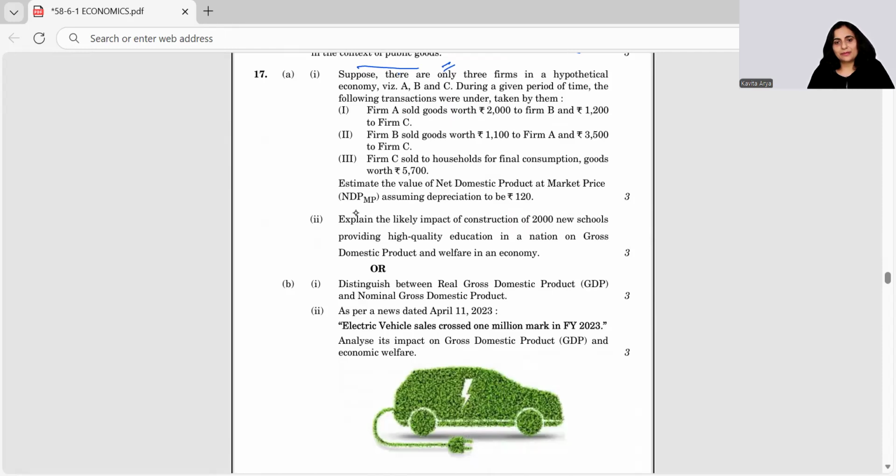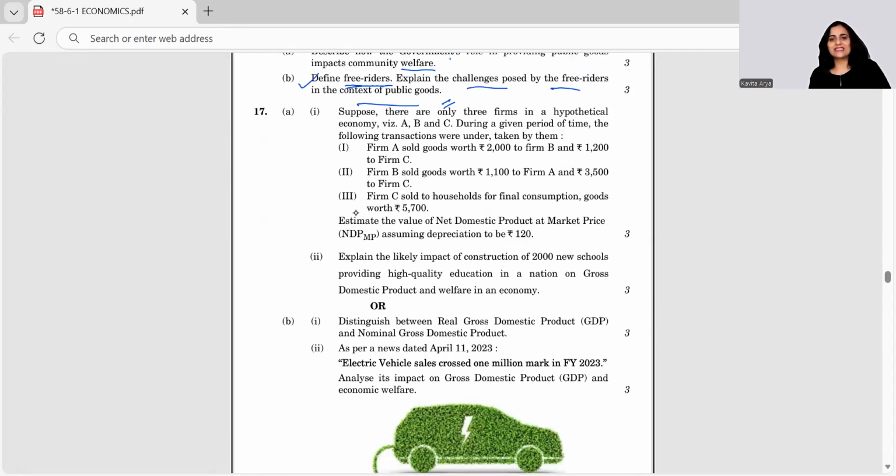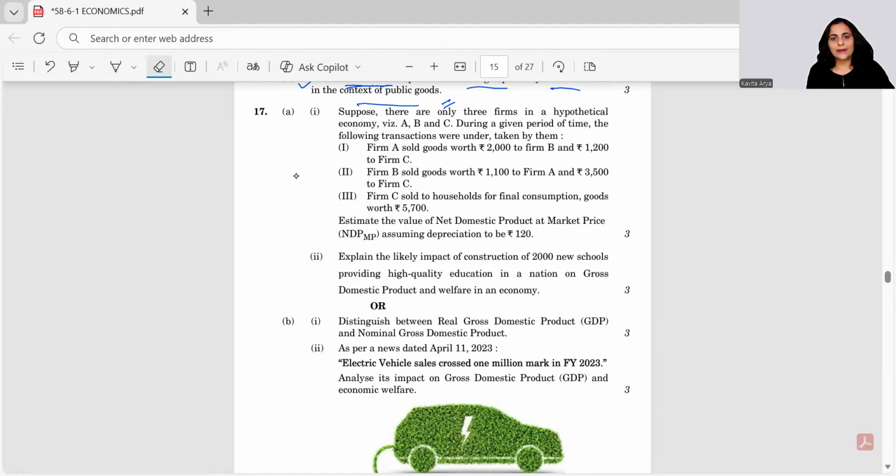The last question, but it has got so many questions. Let us proceed further. So in this question, we see it's a question based on product method where firms A, B, C, and D are being talked about, and sales and purchase data is mentioned here. So let's proceed.